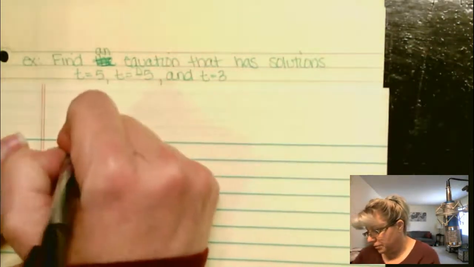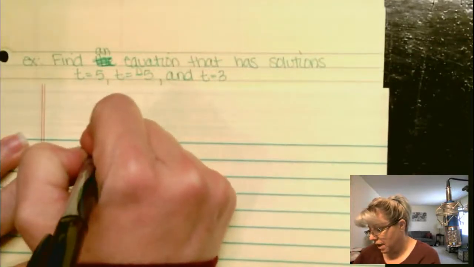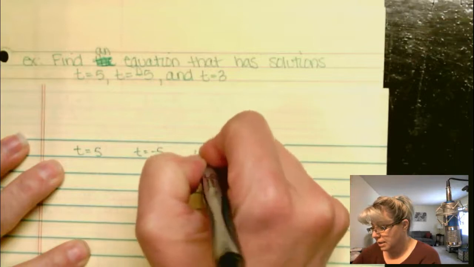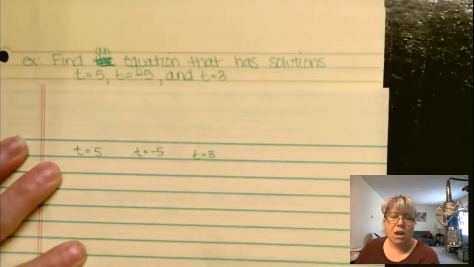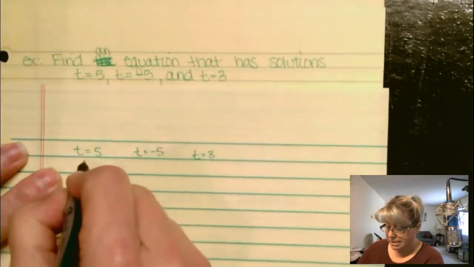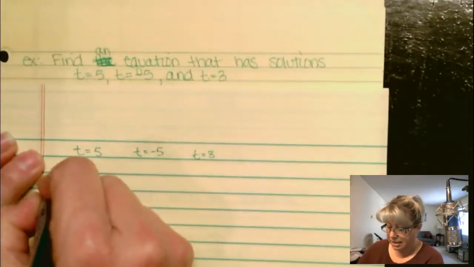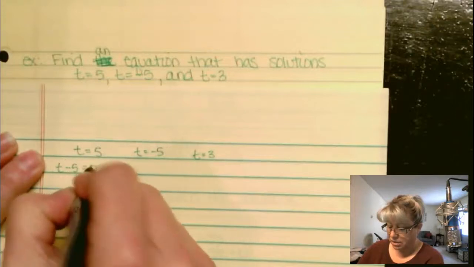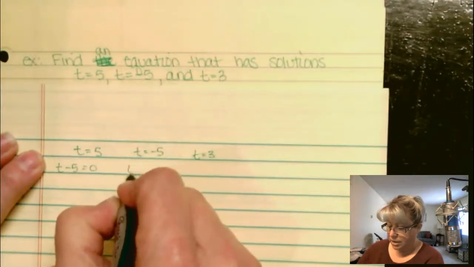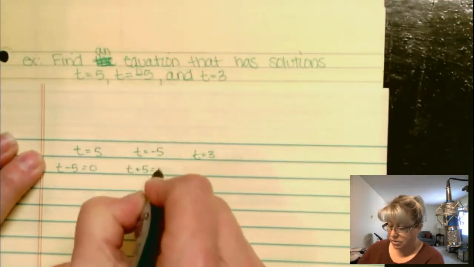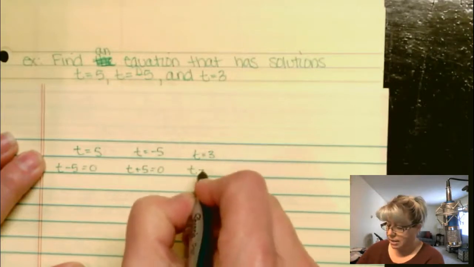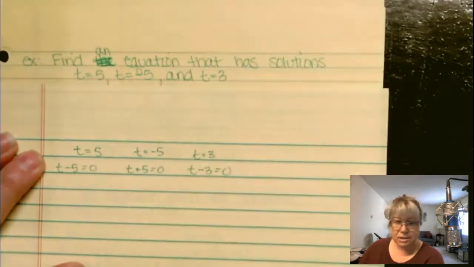So if t equals 5 and t equals negative 5 and t equals 3, I'm going to set each one of those equaling 0. So let's subtract 5 from each side. That's t minus 5 equals 0. Add 5 to both sides for the second one. T plus 5 equals 0. And subtract 3 for the third one. T minus 3 equals 0.